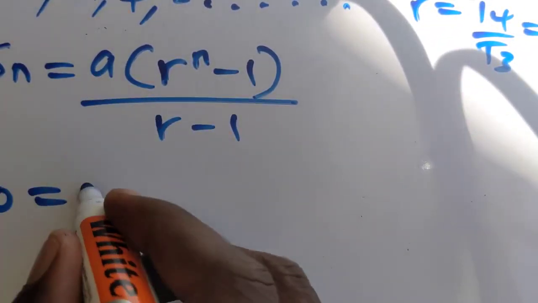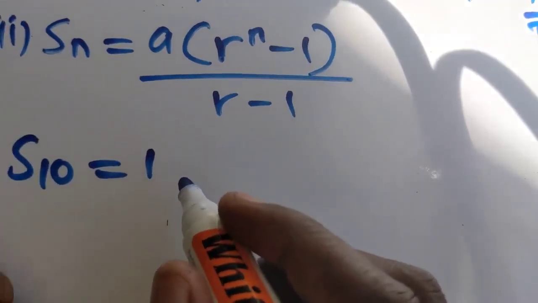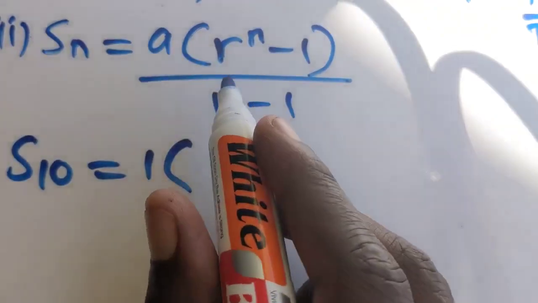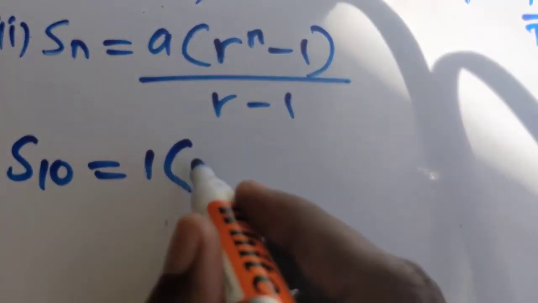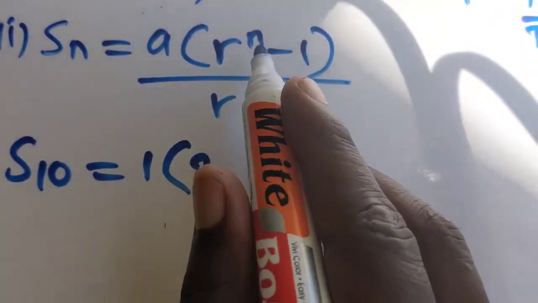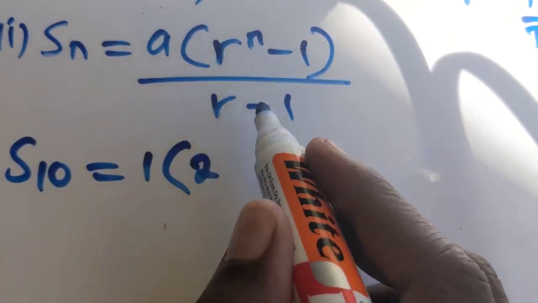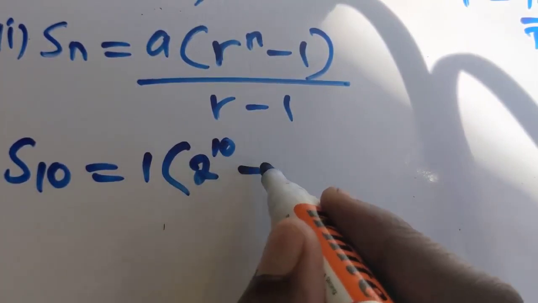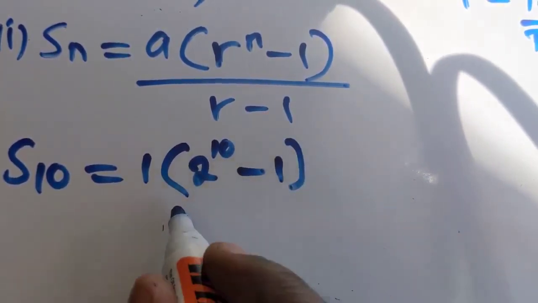So we know that the first term is 1. Then open bracket. What is R? We know that it is 2. We had found 2, so we just put 2 to the power n. N is the number of terms, which is 10. Then here there is minus 1.